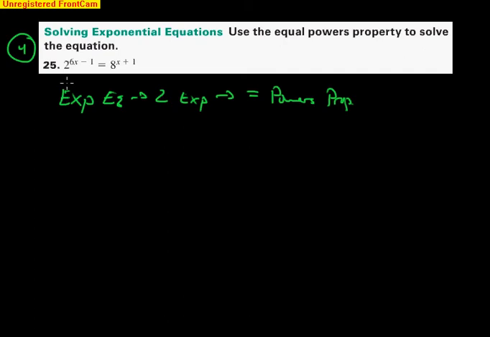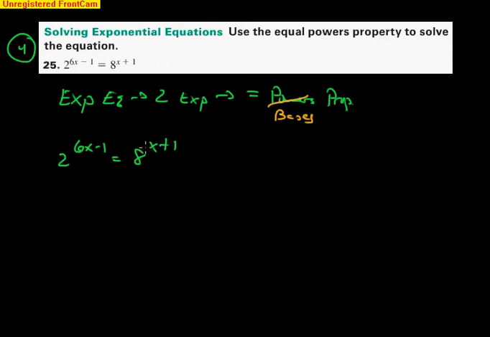So we need to put equal bases, not equal powers, right? Equal bases, sorry. So we need to have this 2 and that 8 become the same number. So let me rewrite this problem down here. 2 to the 6x minus 1 equals 8 to the x plus 1.